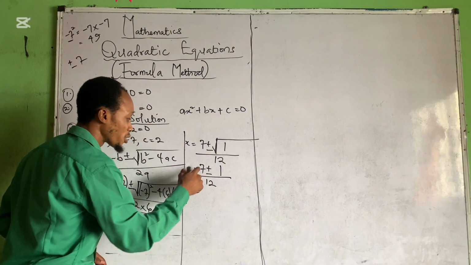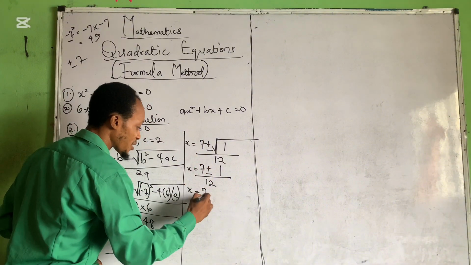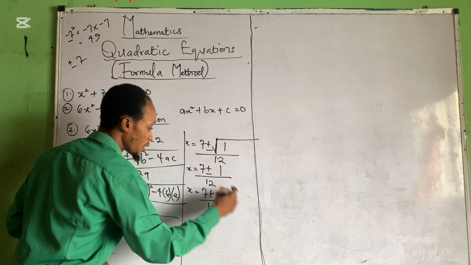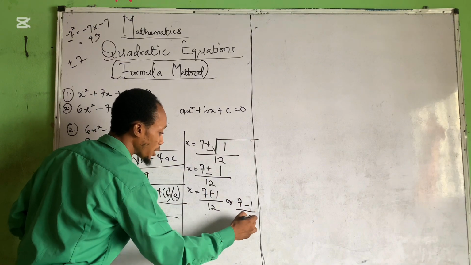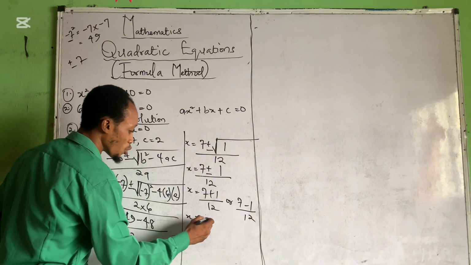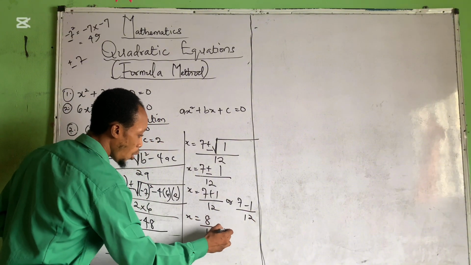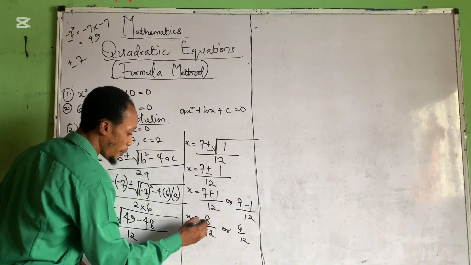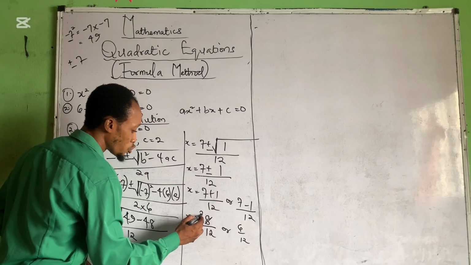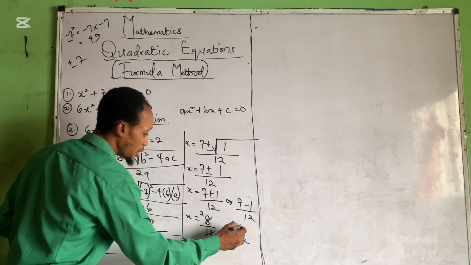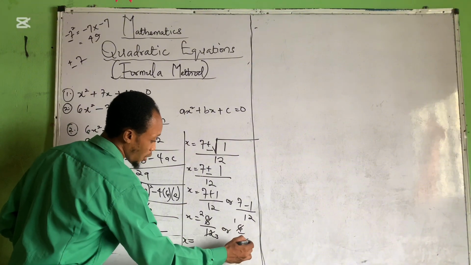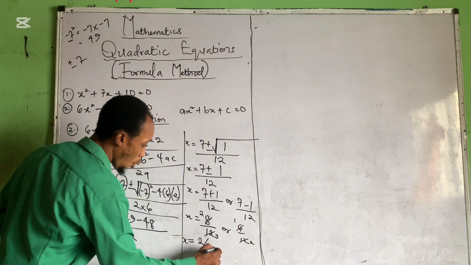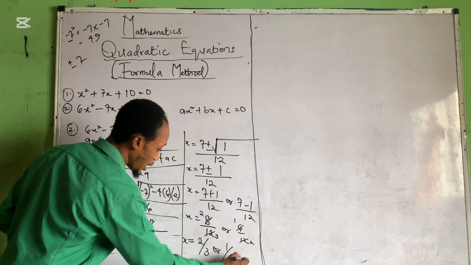So x equals, now let's split it into 2. 7 plus 1 over 12, or 7 minus 1 over 12. So x equals 8 over 12 or 6 over 12. Then we can break this down: 4 can go here 2, 4 can go here 3, 2, 6 can go here 1, 6 can go here 2. So we have x equals 2 over 3 or 1 over 2.